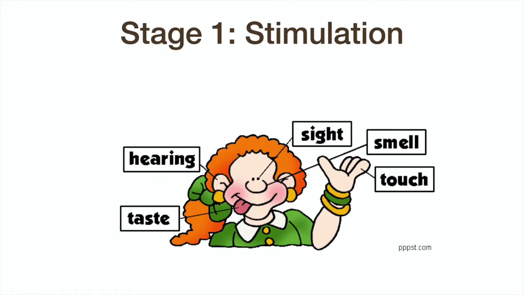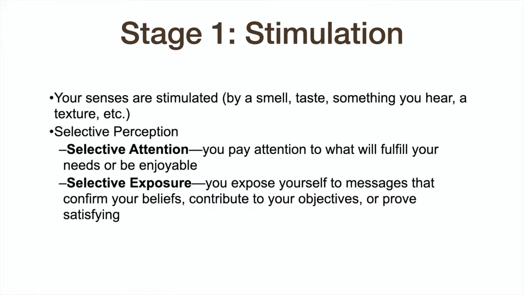So I want to talk a little bit about how we form perceptions, okay? So the first thing we do is we take in the world through our senses, right? So taste, hearing, sight, smell, touch. So we're stimulated by those things, but we selectively perceive things, okay? We have selective attention. We pay attention to what will fill a need or is enjoyable.